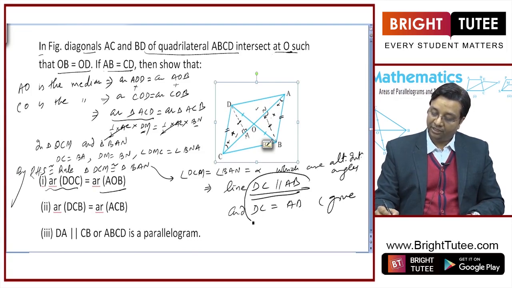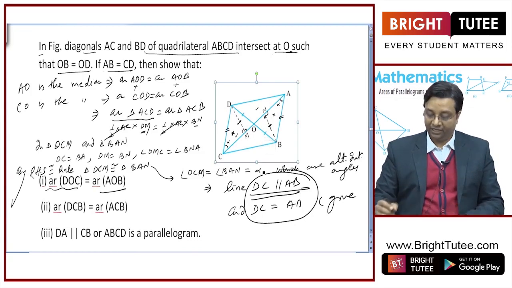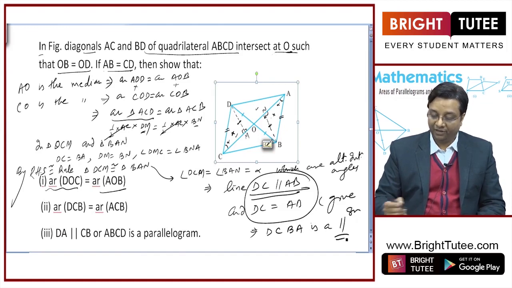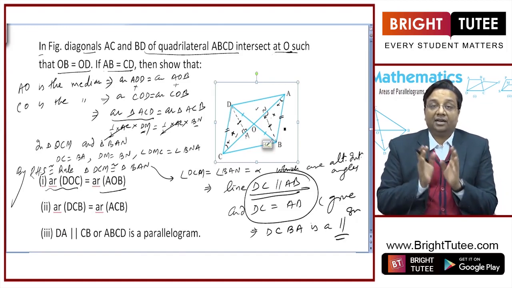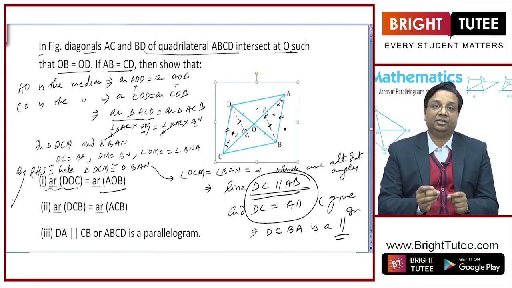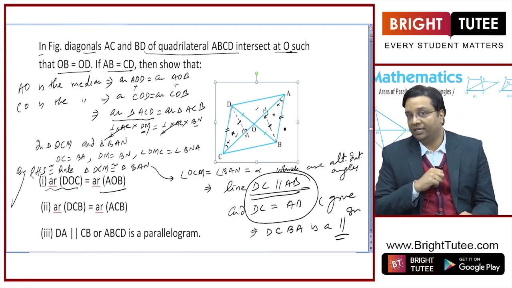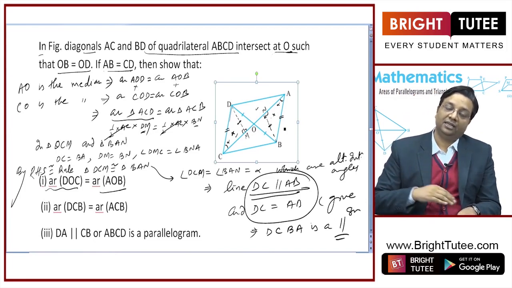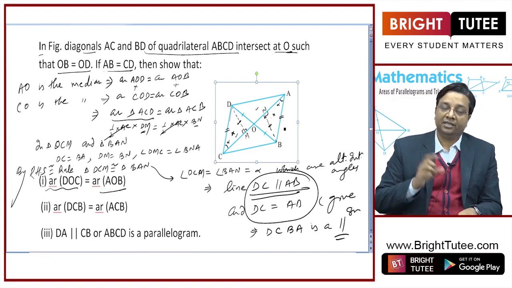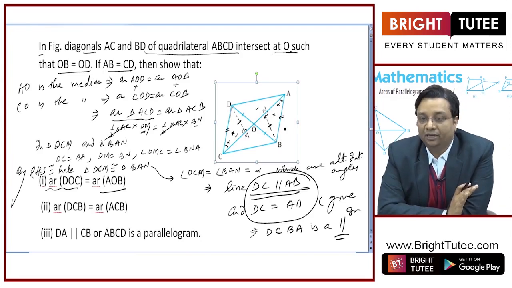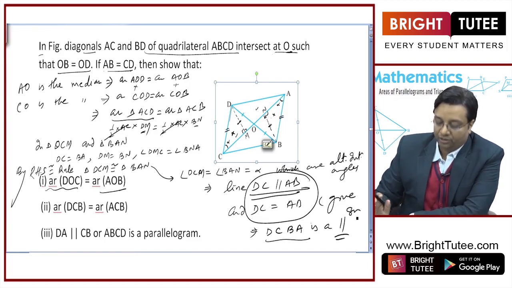What do these two statements combined mean? That DCBA is a parallelogram. Why? Because DC and AB are opposite sides of a quadrilateral, and these are equal in length, and also we have proved that these are parallel. So once you can prove that a pair of opposite sides of a quadrilateral is equal and parallel, you can definitely say that this is a parallelogram. So DCBA is a parallelogram.